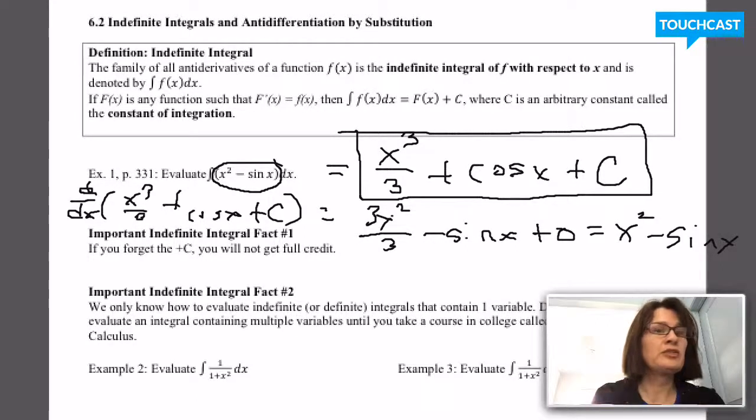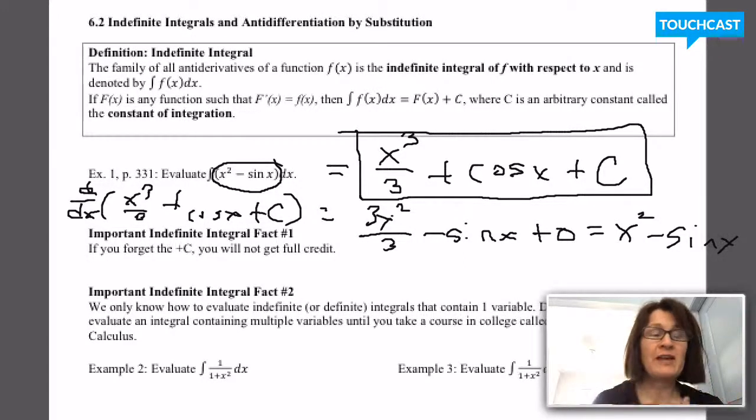Okay, so 2 important indefinite integral facts. If you forget the plus c, you will not get full credit. It's critical. And a second fact, which is going to be important as we learn this second half of chapter 6 or section 6.2.